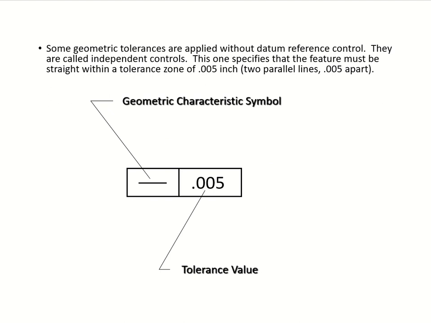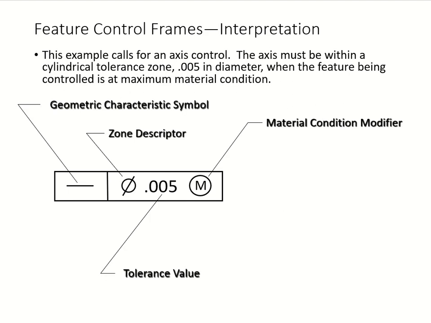So in this example, we have a feature and we're dealing with straightness. That tolerance zone is 0.005 inches, in British units. Then the next one is when you deal with your material condition. This example is showing you your axis control, and that axis has to be within the tolerance zone of 0.005 because it's telling you your tolerance value right here. So this is teaching you how to read the control frame.